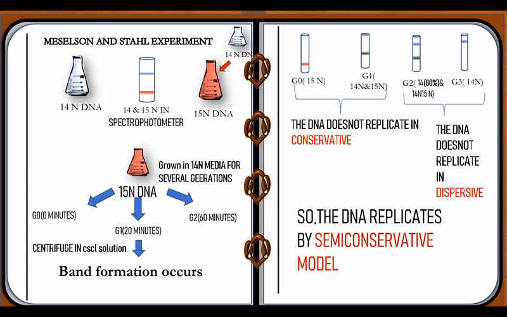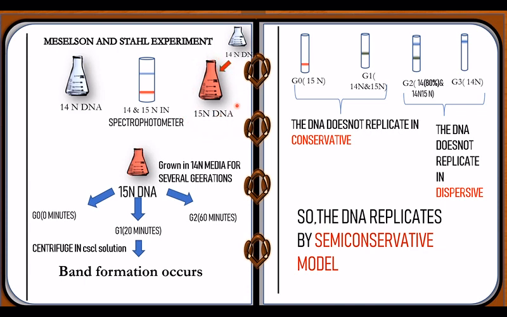Here we have two types of culture of E. coli. First is 14N DNA, which is grown in 14N ammonium chloride media. Next is 15N DNA, which is grown in 15N ammonium chloride containing media. How is the 15N DNA formed? The 14N DNA E. coli culture was cultured several times in 15N media. At last, they got the 15N DNA containing E. coli.